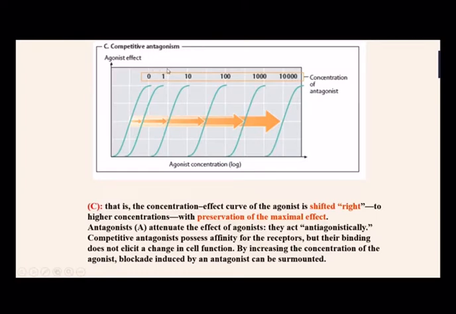Competitive antagonists have two characteristics. One, the concentration effect curve of the agonist is shifted right to a higher concentration, with preservation of maximal effect. It means that in the presence of a competitive antagonist, to produce a given effect, the concentration of the agonist should be increased, but they can still reach the maximal effect, because by increasing the concentration of agonist, the blockade induced by an antagonist can be surmounted.